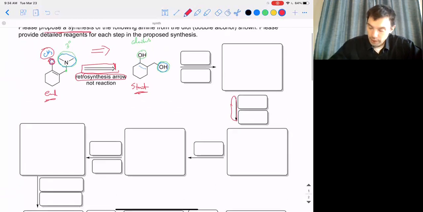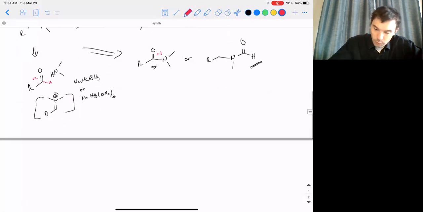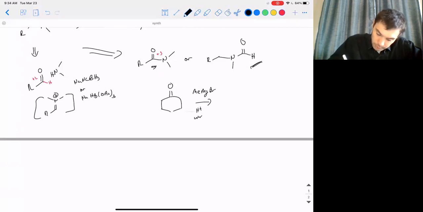So there's two things that come to mind, one of which would be to have a Grignard reaction. So we could take a cyclohexanone and add methyl magnesium bromide to it. And then of course we need our H+ workup. And then we could dehydrate.